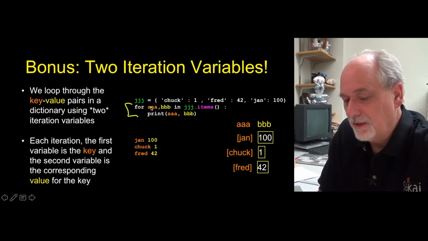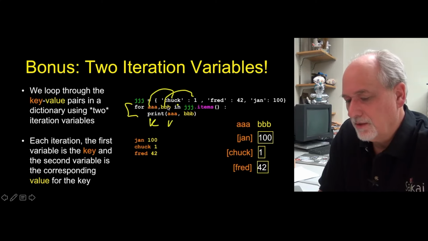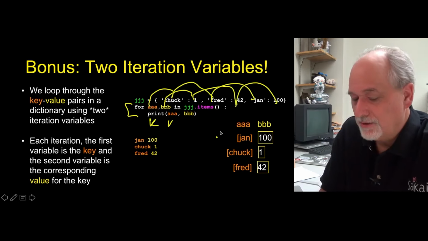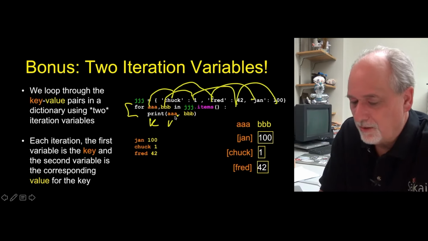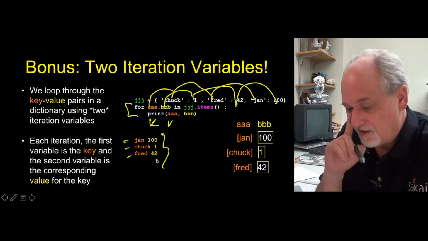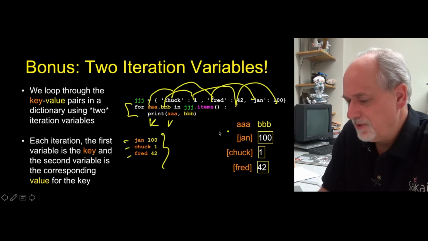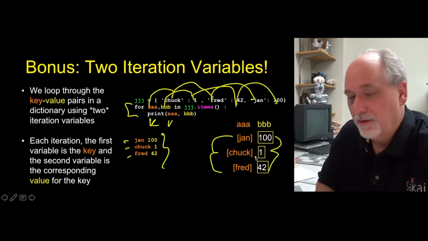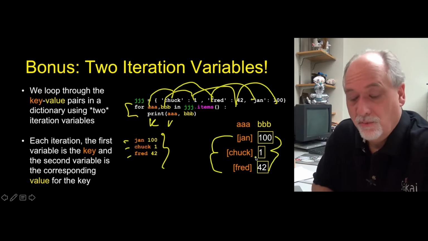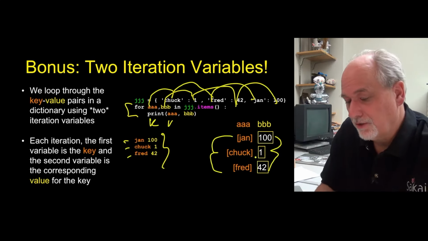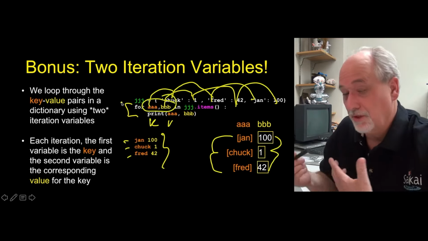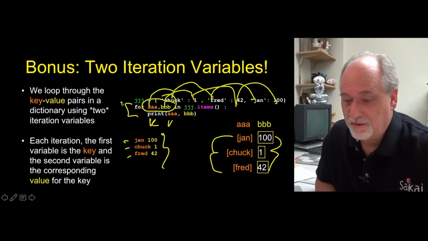What this basically does is say we're going to simultaneously advance these two iteration variables. This is going to be the key and the value, the k and the v. The key and the value is going to be Chuck 1, then they're both going to advance: Fred 42, Jan 100. In this simple loop, if we just print them out, we're going to get the key value pairs in order. So aaa and bbb simultaneously walk down these key value pairs. That's really pretty, and it makes for a very succinct loop. The syntax is a little disquieting when you first see it, but it's super elegant.